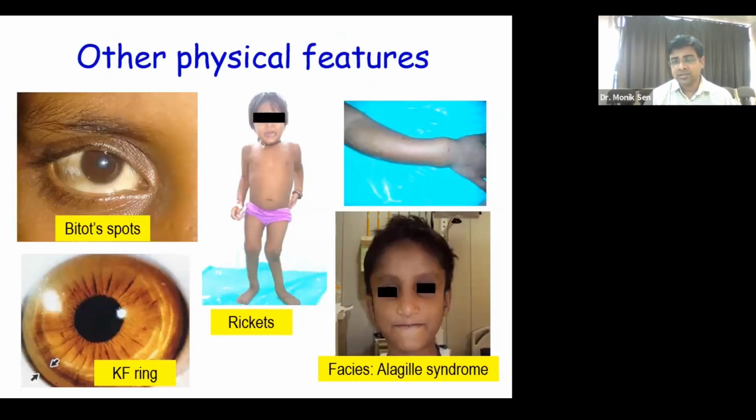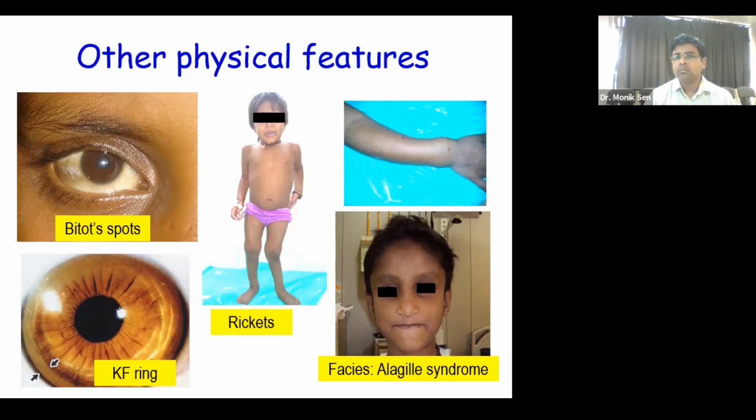Then there are other physical features such as Bitot spots, because you have to remember that chronic liver disease will also lead to the fat-soluble vitamin deficiency. There is not enough bile in the circulation for them to absorb all the vitamins, the vitamin A, D, E, and K. Hence, consequently, you will get features of the same. There is another reason. The vitamin A is stored in the Ito cells of the liver.